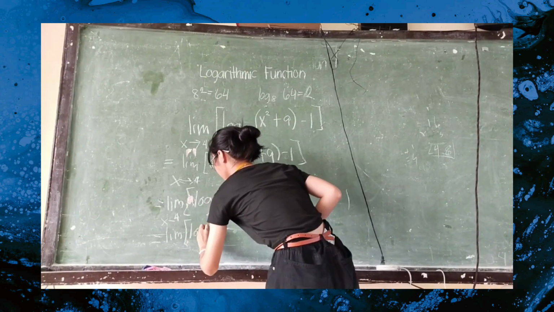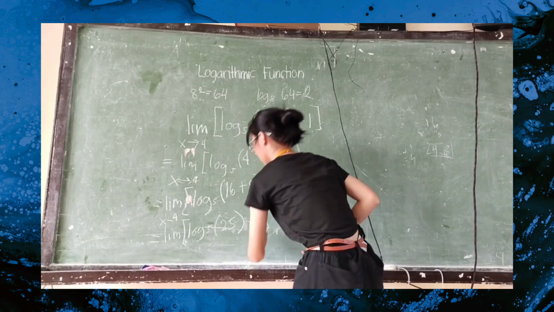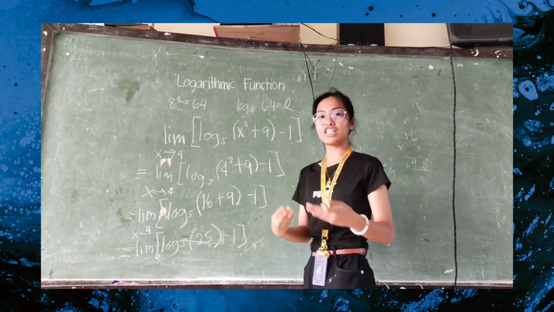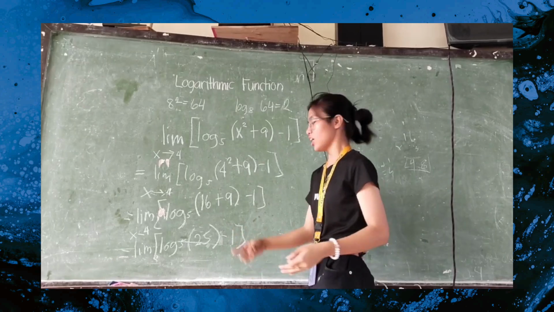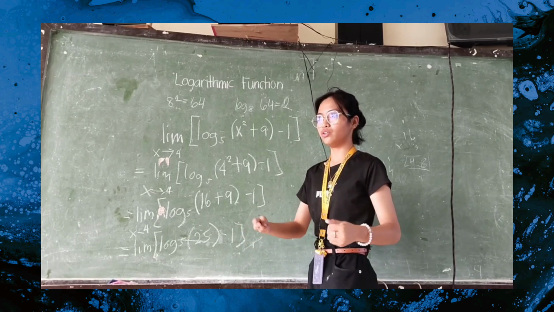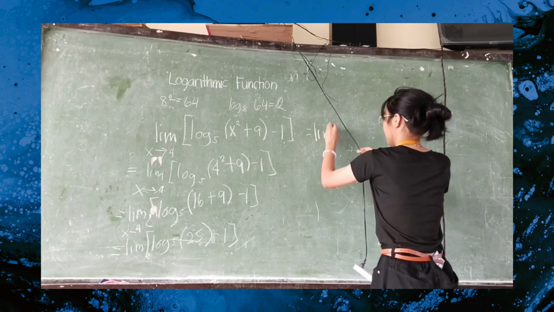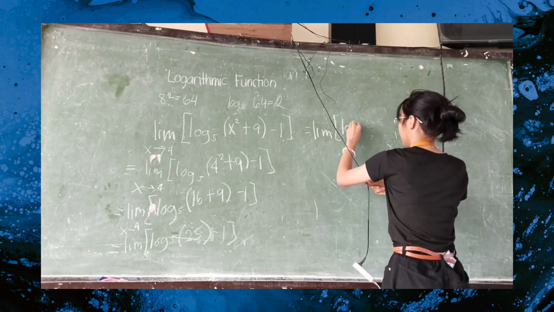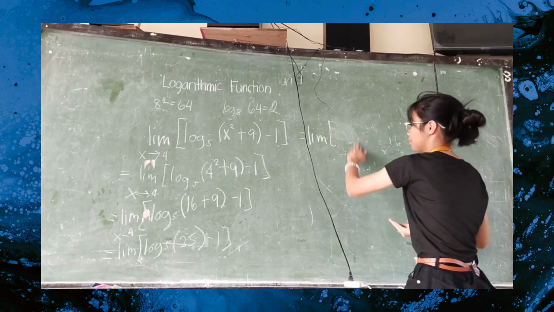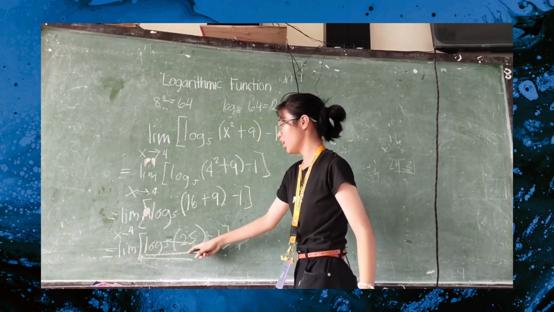So it would be limit of log base 5, 25, minus 1. Should we subtract 1 here? No, we actually do not subtract 1 here because 1 is not part of the logarithmic function. So to do this right, it would be the limit of log base 5 of 25, because this is the only function that we have, which is log base 5 of 25.